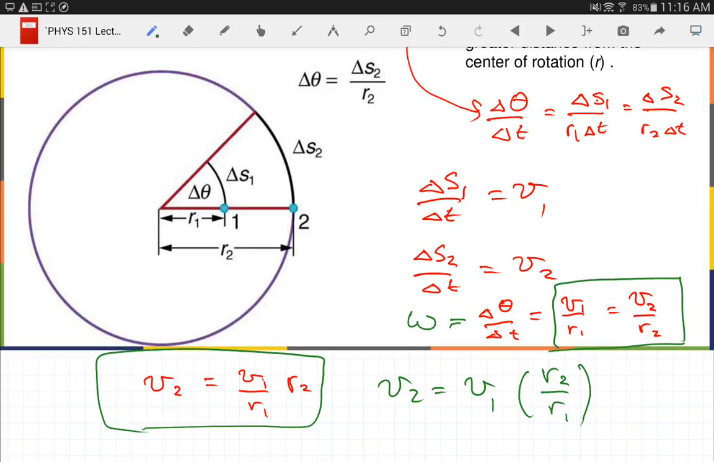With the right hand. If you wrap your fingers the direction it's rotating, your thumb is the direction assigned to the velocity. So the angular velocity now is going up. If I rotate the other way, now the angular velocity is going down. So the angular velocity has a direction, and you determine it with that right-hand rule.